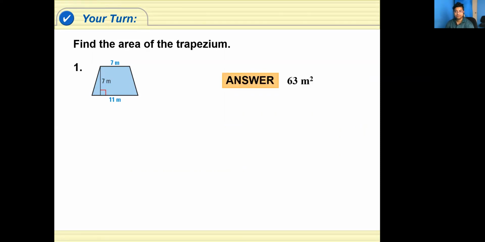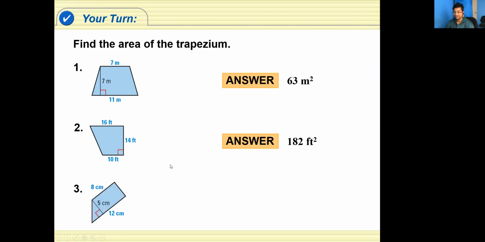63, right? Good. What about this? Look, the height is still 14. Now 16 plus 10, 26 times 14 times half, 182. What about this? It's a different shape. It seems to me a three-dimensional shape, but it doesn't matter, because as long as you know the distance between the two bases, then you know the height, so you can find out.